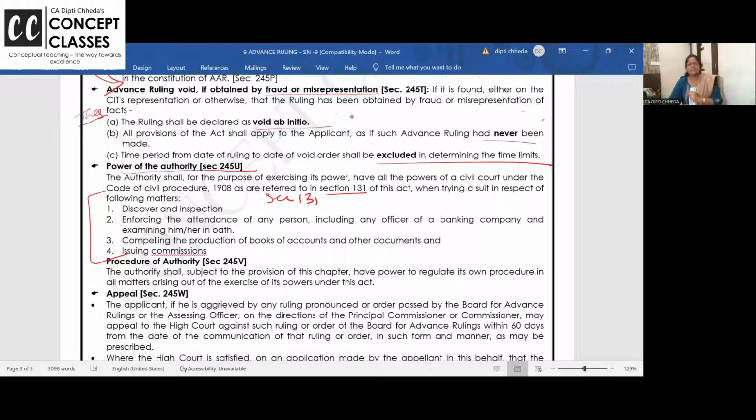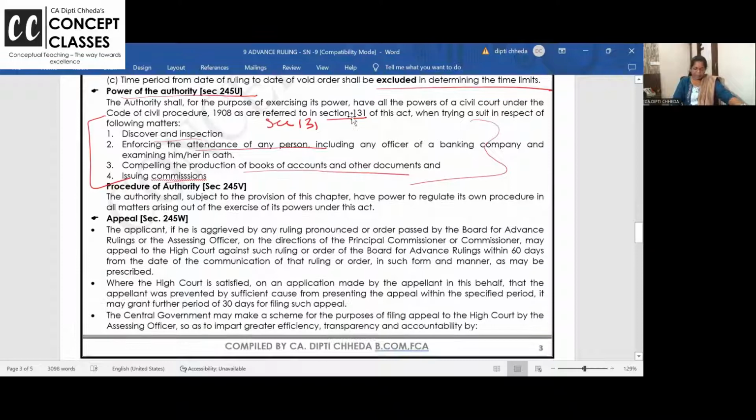Basic powers with the authority: they can call your books of accounts, they can inspect, they can enforce attendance, come and meet me. They can ask you to show all the papers, they can issue you notices. All these are the basic powers, and those powers are there with the advance ruling authority also. The authority shall, subject to the provisions of this chapter, have power to regulate its own procedure in all the matters.